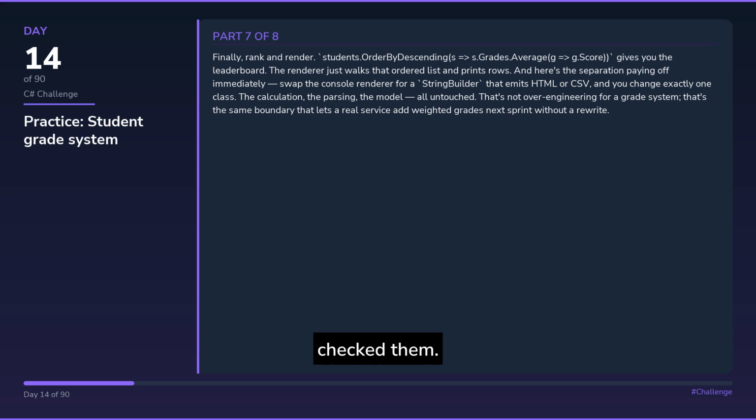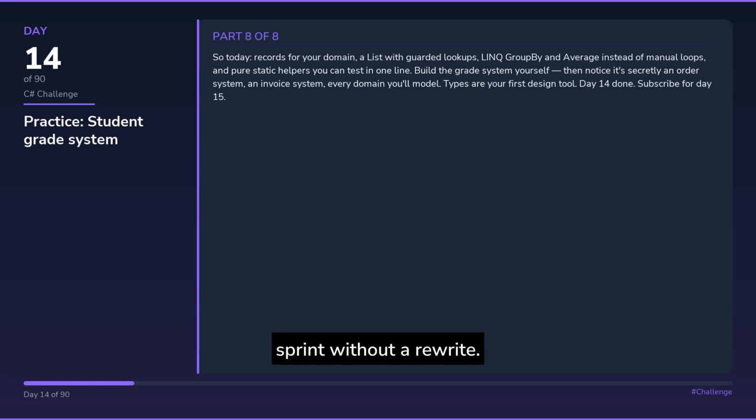Finally, rank and render. students.OrderByDescending(s => s.Grades.Average(g => g.Score)) gives you the leaderboard. The renderer just walks that ordered list and prints rows. And here's the separation paying off immediately. Swap the console renderer for a StringBuilder that emits HTML or CSV, and you change exactly one class. The calculation, the parsing, the model all untouched. That's not over-engineering for a grade system. That's the same boundary that lets a real service add weighted grades next sprint without a rewrite.